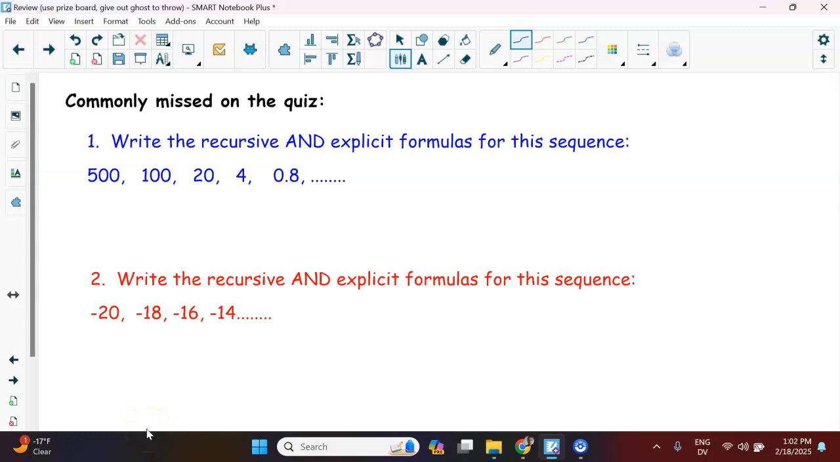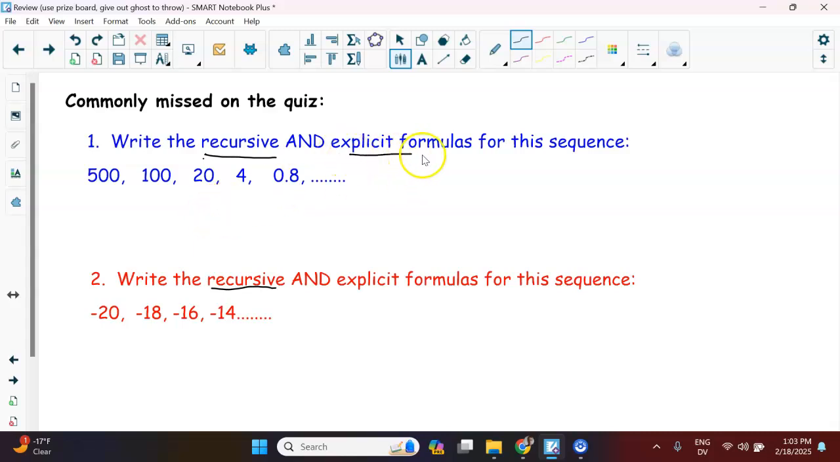Okay, so these are not the exact same quiz questions, but these are just the concepts that were missed on the quiz. So the first one is this idea of a recursive formula. Most of this chapter is about explicit formulas, but we did cover some stuff in recursive. So pause the video and try this. If you have no idea, watch the first example and try the second.